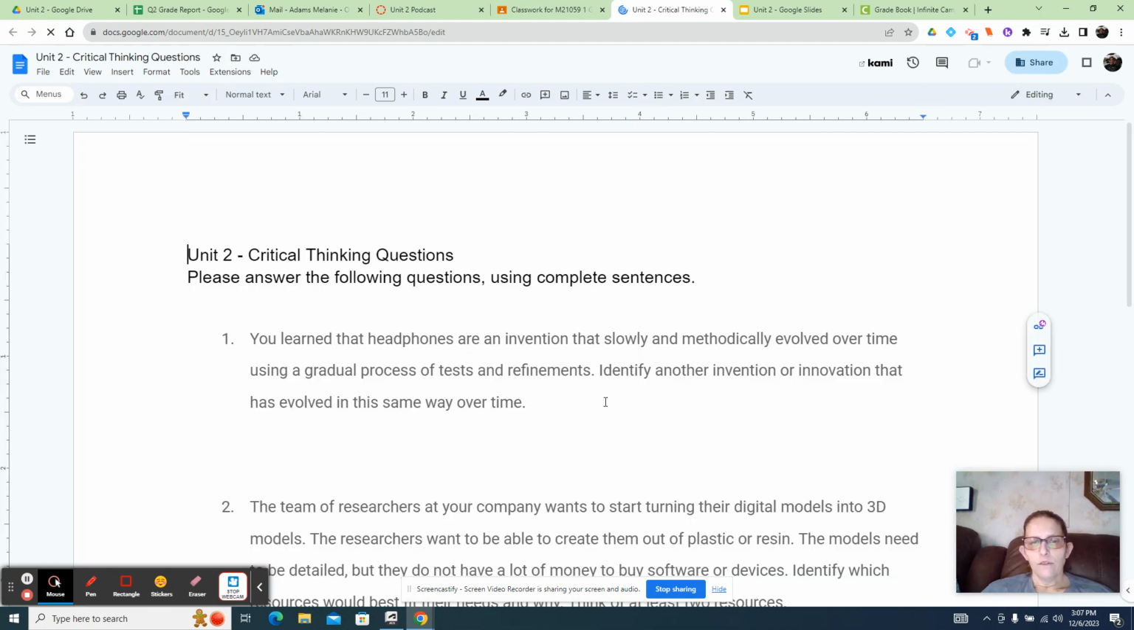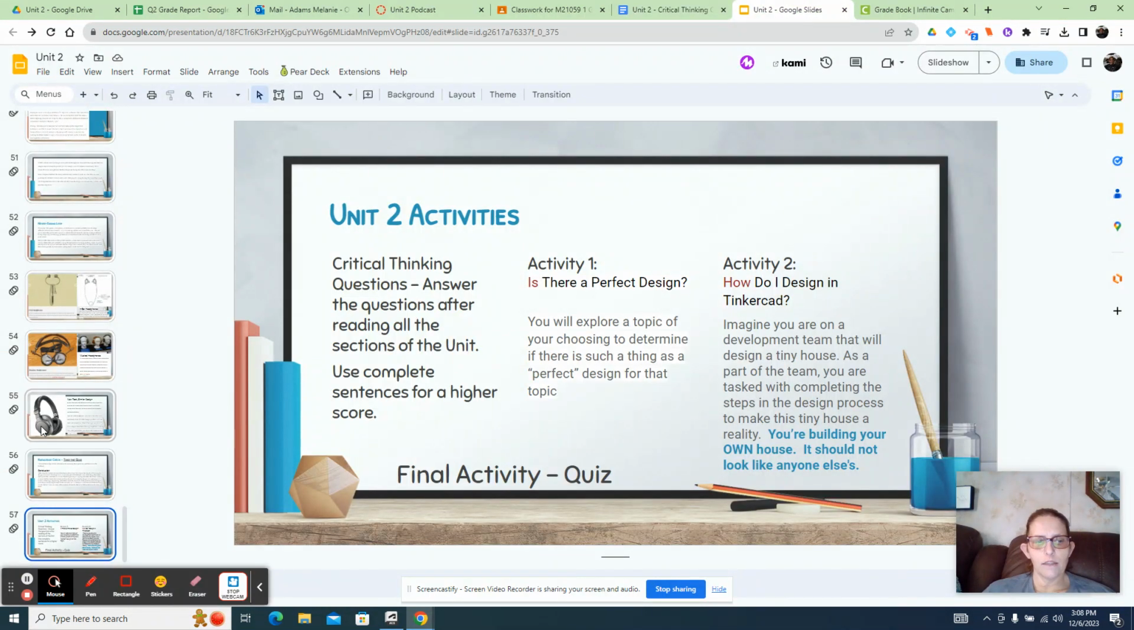You learned that headphones are an invention that slowly and methodically evolved over time using a gradual process of tests and refinements. Identify another invention or innovation that has evolved in the same way over time. So basically, this is a you question. You can pick anything from the phone to the television to a hairbrush, anything that has evolved. You can show me pictures. You can explain how it's evolved just the same way that we just looked at this.